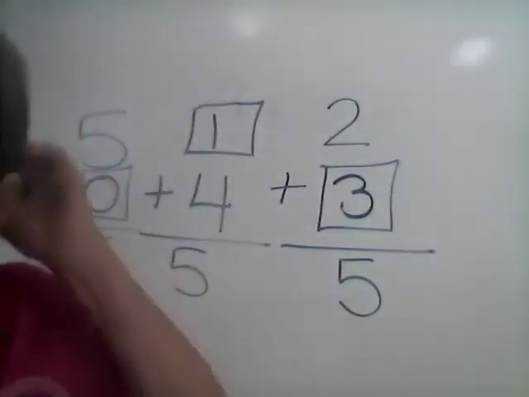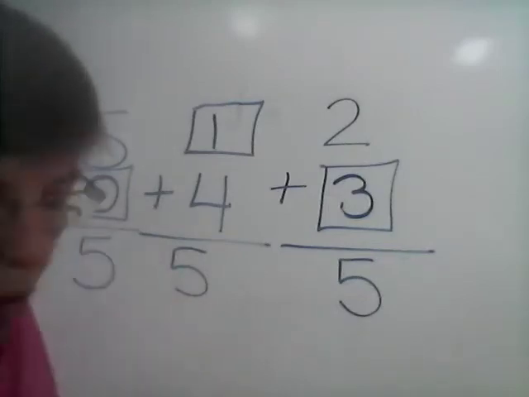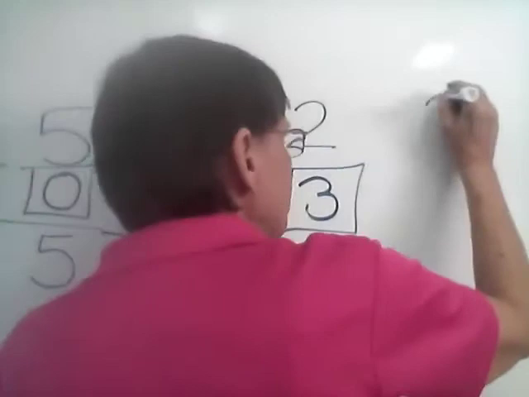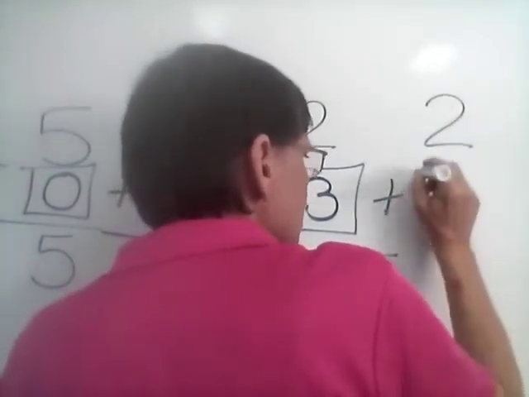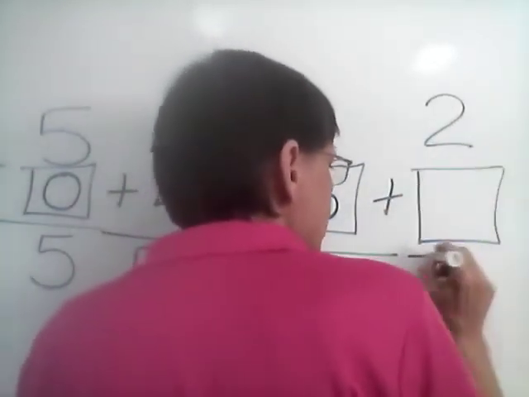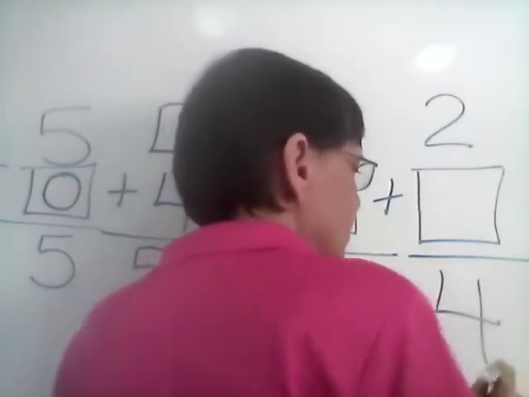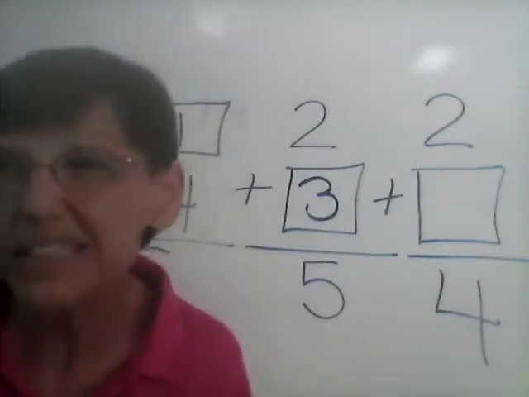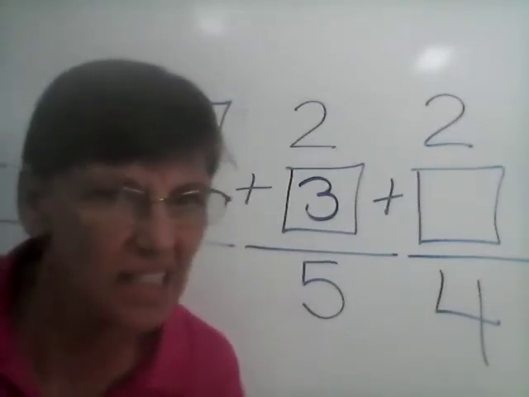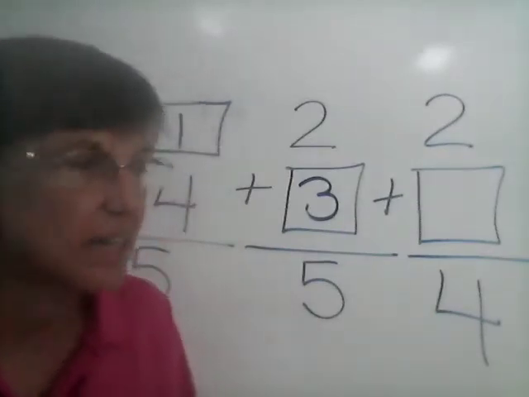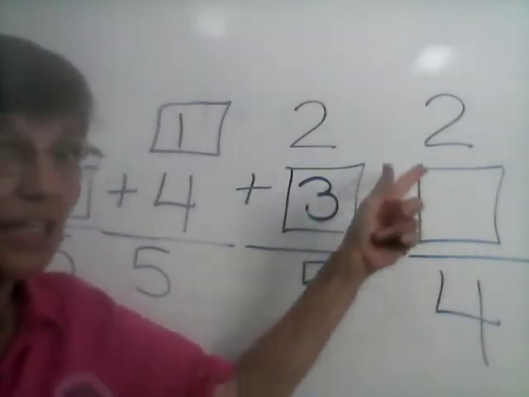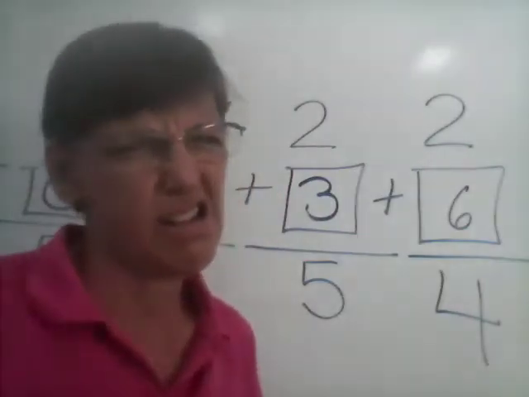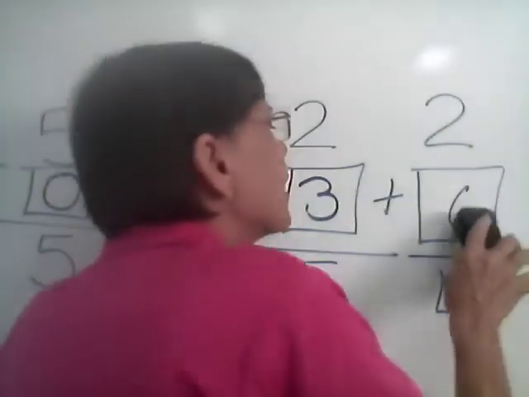Next one. 2 plus something makes 4. 2 plus what makes 4? Do you know? What's the answer? It's not 6. Sometimes kids will put 6 in there. 2 plus 6 makes 4. It doesn't make sense. Okay.